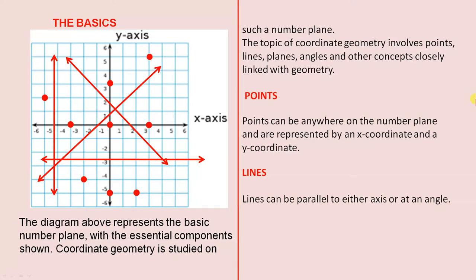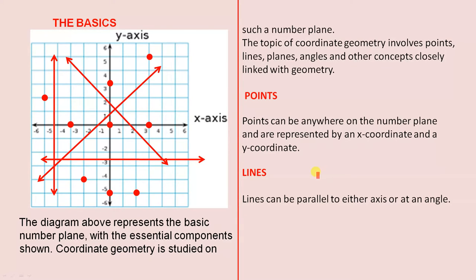Points. Points can be anywhere on the number plane and are represented by an x-coordinate and a y-coordinate. In this diagram here I have a number of points scattered around the number plane. They can be in any quadrant, or they can lie on any axis.